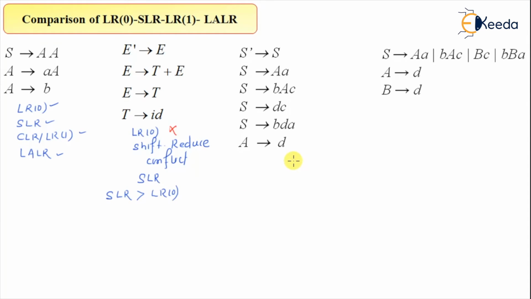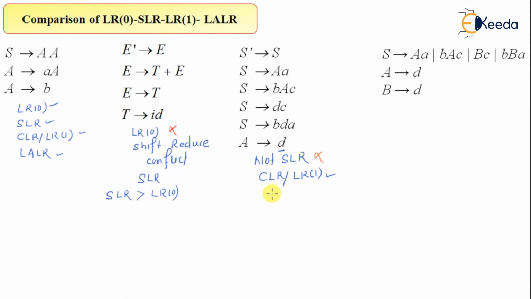Then we come to this particular problem. We started with SLR and we find this grammar was not SLR. There was a conflict because of this D, two states were there. But when we move to CLR or LR1, we find that this grammar is in CLR, but this grammar was not SLR.